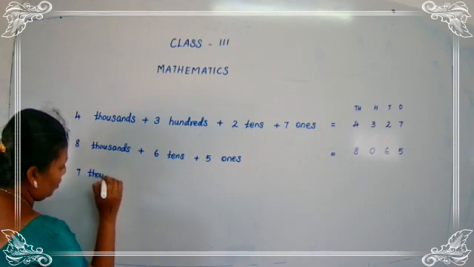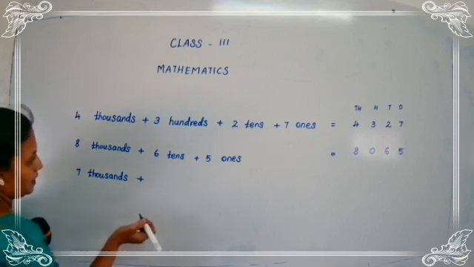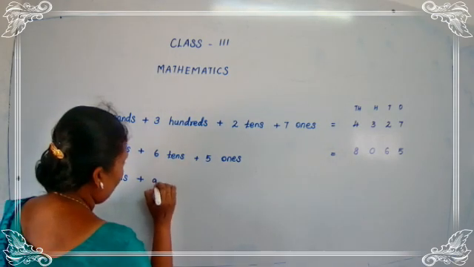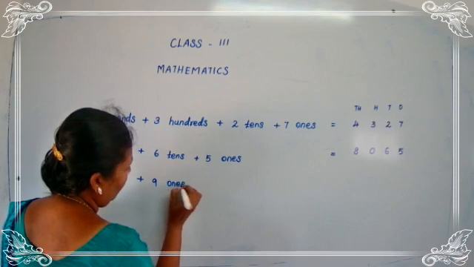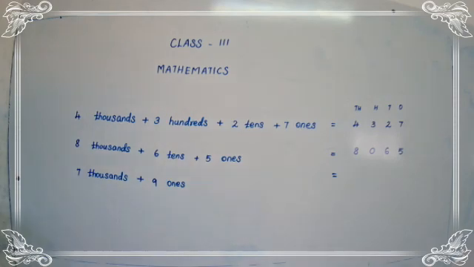7,000 plus 9 ones. See the question. First we have to fill the thousands place. How many thousands are there? 7. So we have to fill 7 in the thousands place.